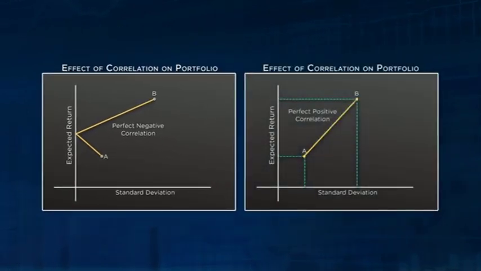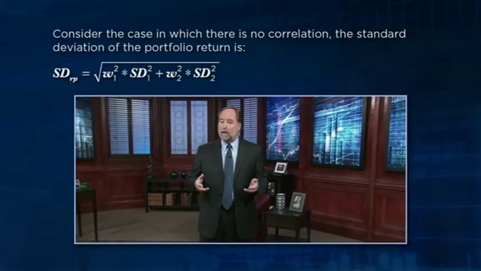So far, we've been looking at combinations of securities in which we have perfect positive or perfect negative correlation. We've been putting those into portfolios to look at what the expected return is and the standard deviation of that. What happens if we have imperfect correlation? The result is essentially in between the perfect negative and perfect positive cases. To see what happens exactly, let's consider a case in which there's no correlation.